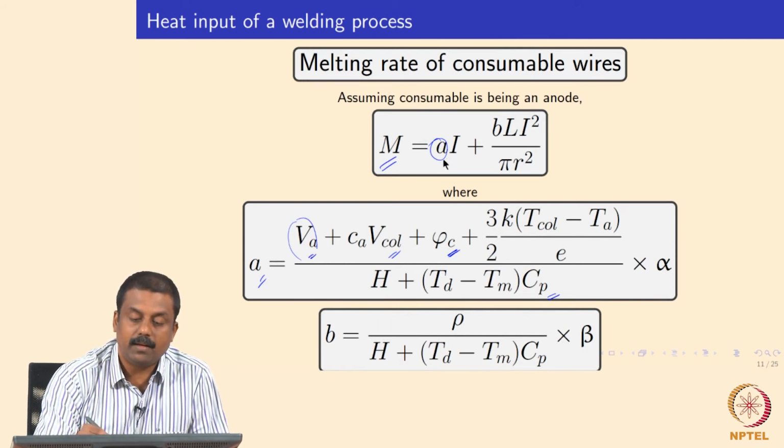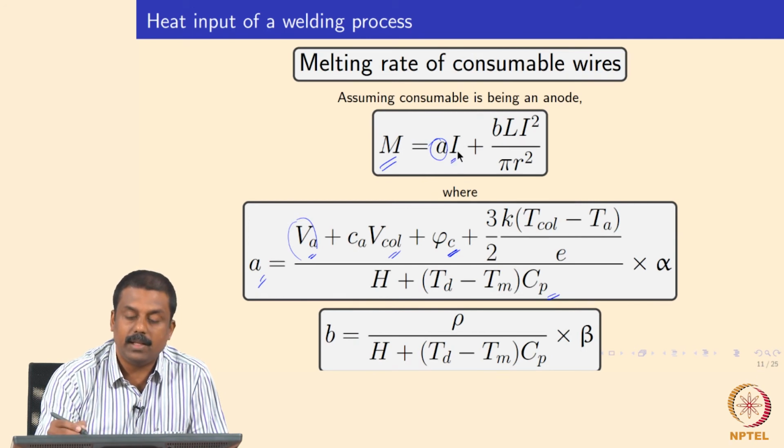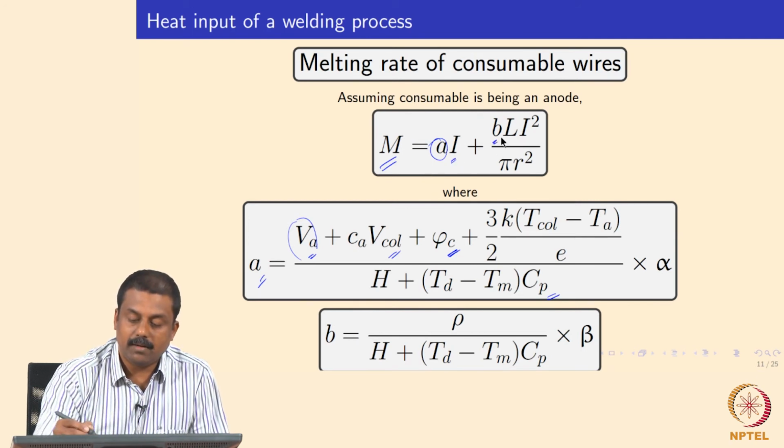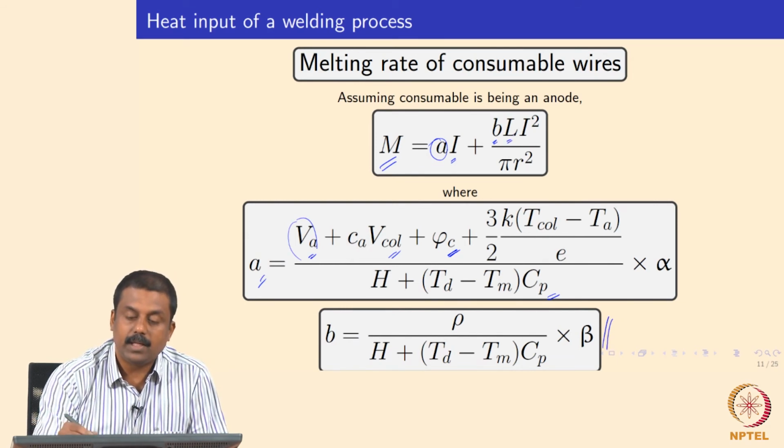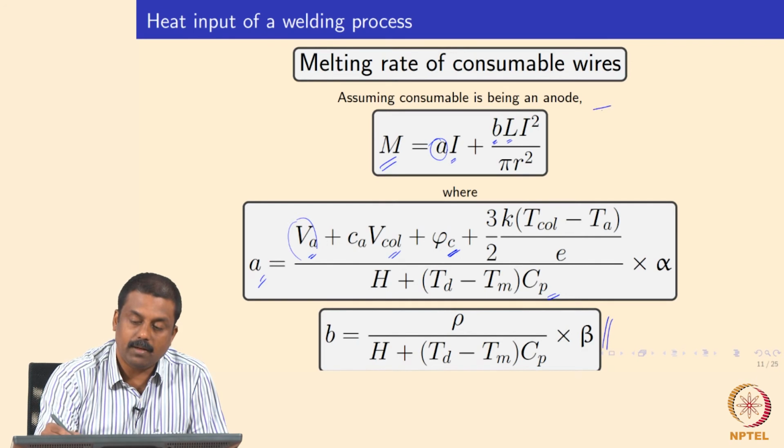So it is nothing but a constant over current, where the current is your welding current, plus another constant which is a function of material, and L is the stick out length. The stick out length is nothing but the distance between the contact tip and the workpiece, which we already explained in the previous slide.